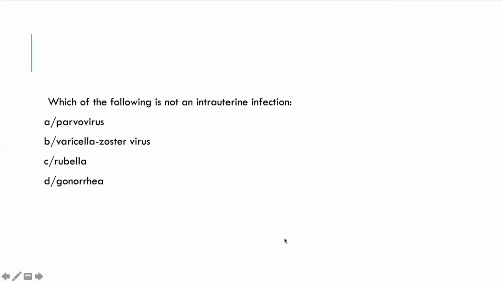So which of the following is not an intrauterine infection? Parvovirus, varicella-zoster virus, rubella, or gonorrhea?